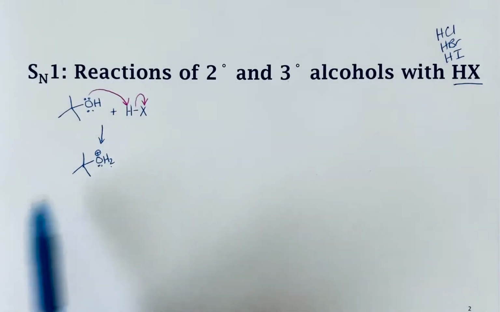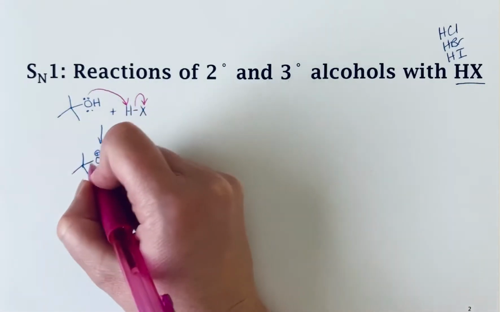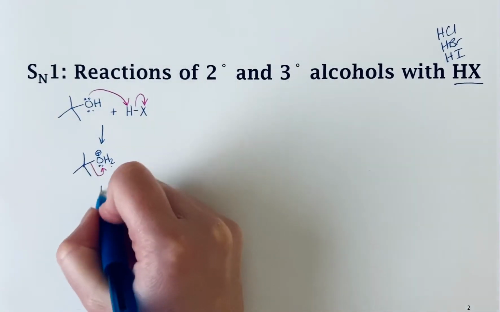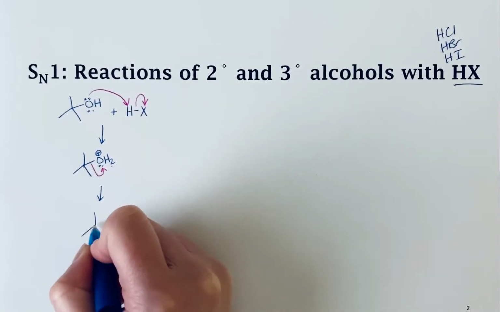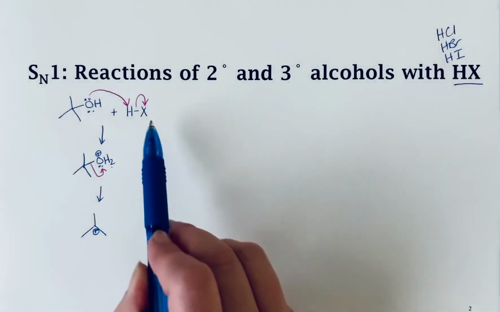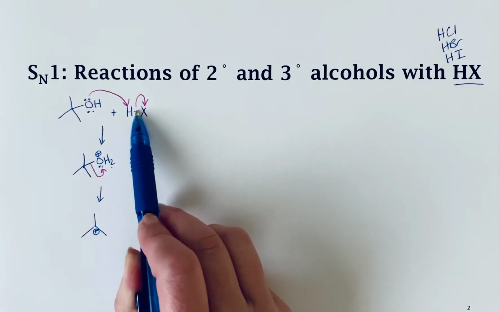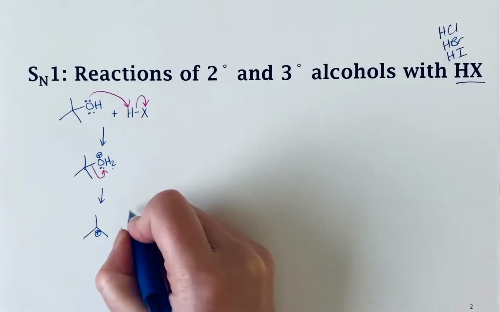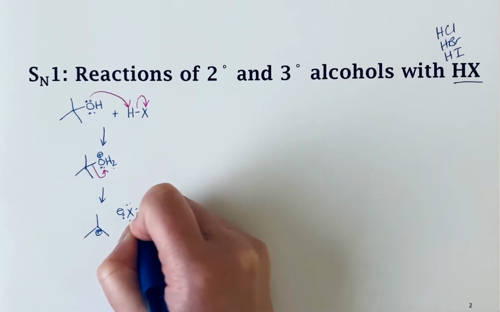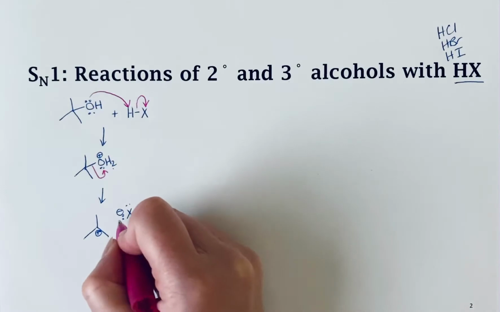That means that after we form this good leaving group, it leaves to give a carbocation. So we have this flat carbocation intermediate, and this is really reactive. We've formed a nucleophile in this step because we formed X minus. What happens next is that X minus will come and form a bond with that carbocation.